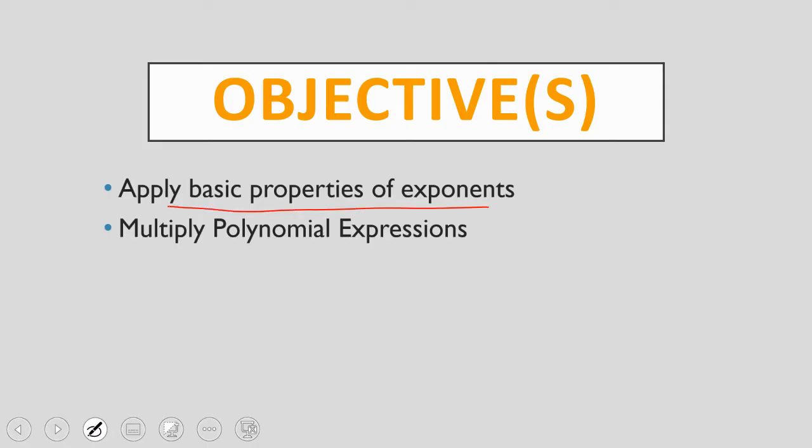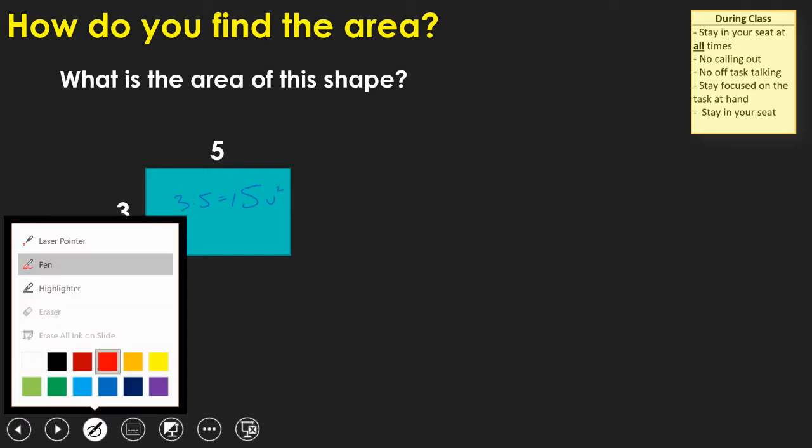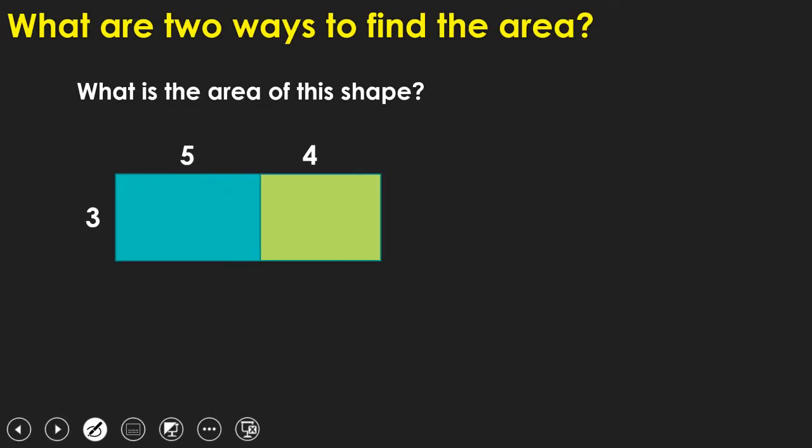So we're going to apply basic properties of exponents and multiply polynomials. So we talked about this, right? The area already, 3 times 5 is 15. That's 15 square units. For this one, maybe you figured it out, but you can take 3 times 5, which is 15, and then this one is 4 times 3, which is 12. 15 plus 12 is 27. The other way you could do that would be, you know that 5 plus 4 is 9. 3 times 9 is 27, and that also works.